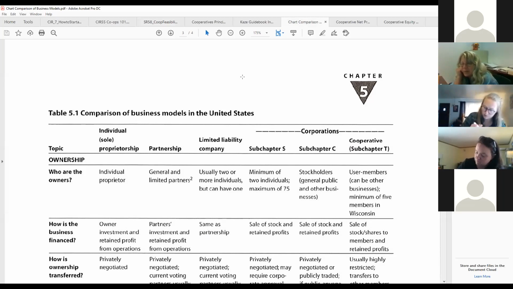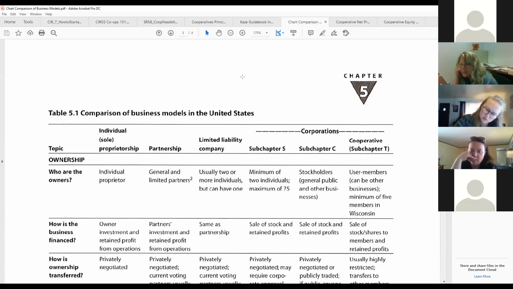Subchapter C is double taxation. That's a conventional corporation that taxes the revenue and then taxes the dividends that are paid to the individuals, the investors. Subchapter S is a kind of pass-through that allows for subchapter S corporations, and they're called that because it's part of the IRS code that names them. Subchapter S corporations, or S corporations, are pass-through tax. So the corporation itself is not taxed, but the members are. And then subchapter T is for cooperatives.